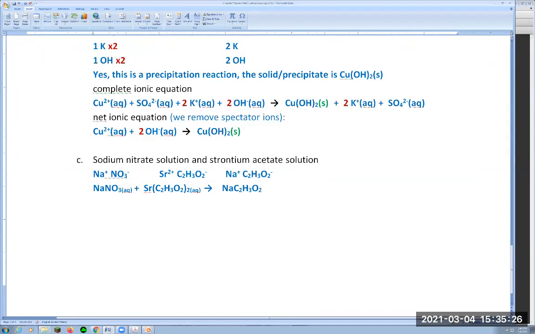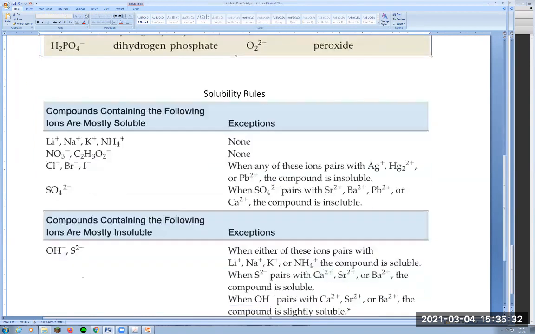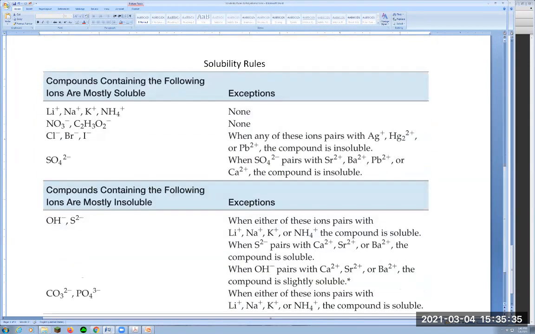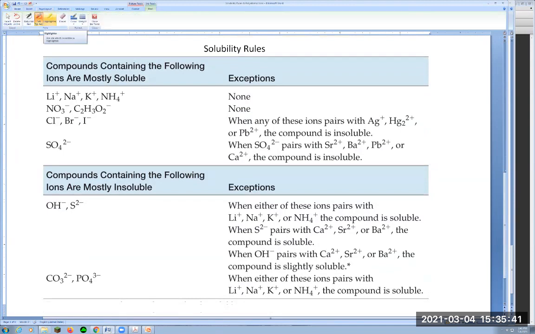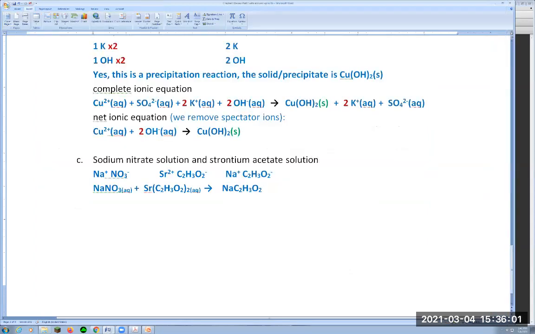Now we need to find the solubility of that sodium acetate. So for this, you need to move to the solubility rule table. And we need to find the acetate or the sodium, right? And we have sodium here or the acetate here. They are both among the compounds that are mostly soluble, and there are no exceptions for both. So that means definitely a soluble compound here. Soluble compound means you will write AQ. It's aqueous and it's ions free floating in the water.